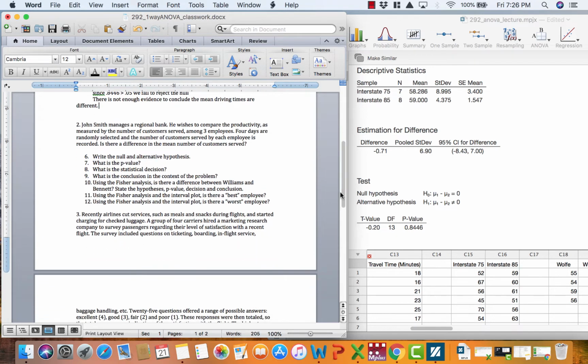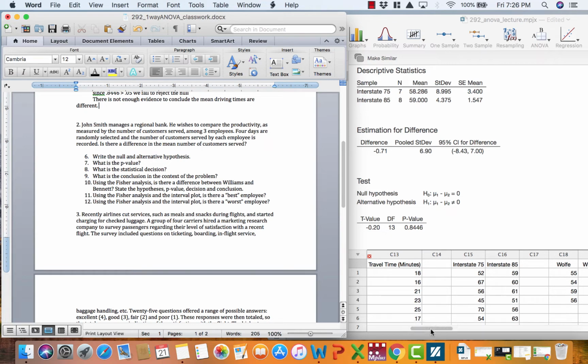All right, let's take a look at number 2. John Smith manages a regional bank. He wishes to compare the productivity as measured by the number of customers served among 3 employees. 4 days are randomly selected and the number of customers served by each employee is recorded. Is there a difference in the mean number of customers served?